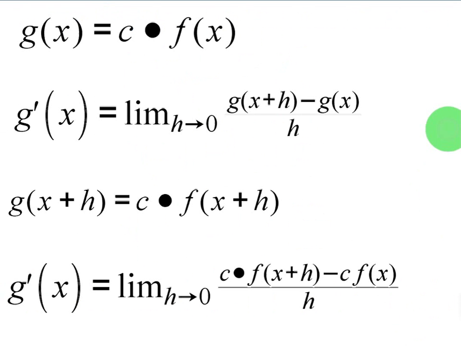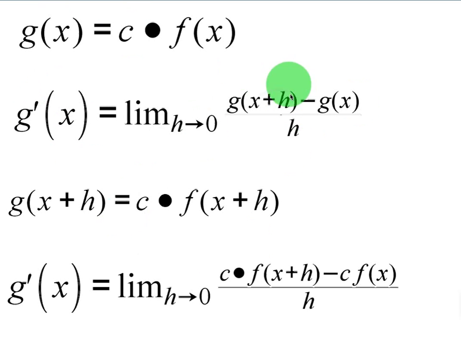I'm going to show you a proof. We're just going to define g of x, a function, equal to f of x times a constant. So c is the coefficient of some particular function, f of x. c could be 3, it could be 1/2, it could be 10, -2, whatever. So let's use the definition of the derivative to prove this. The definition of the derivative of g is g prime of x equals the limit as h approaches 0 of g of x plus h minus g of x over h.